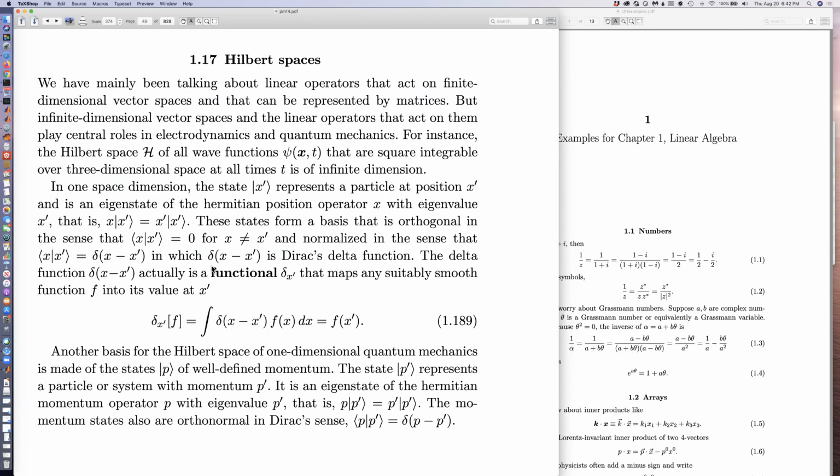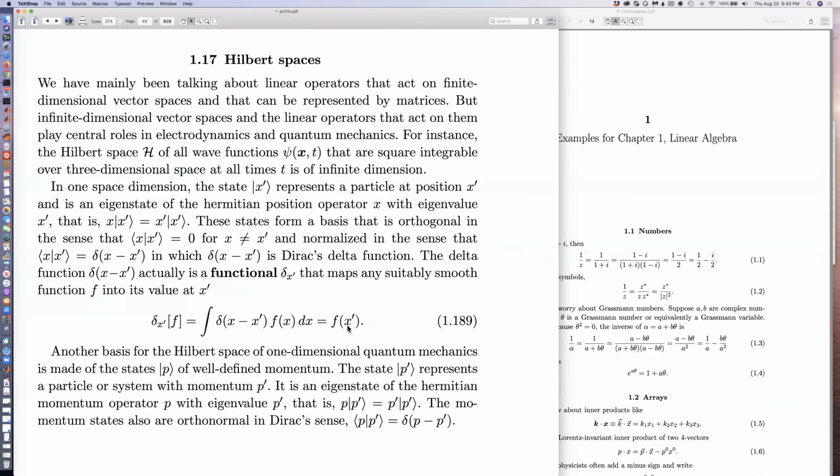Now, the delta function is not actually a function, it's a functional. And what that means is that Dirac's delta function, delta of x minus x prime, is a functional in the sense that it takes any function f and maps it into a number, and the number is the value of the function at the point x prime.